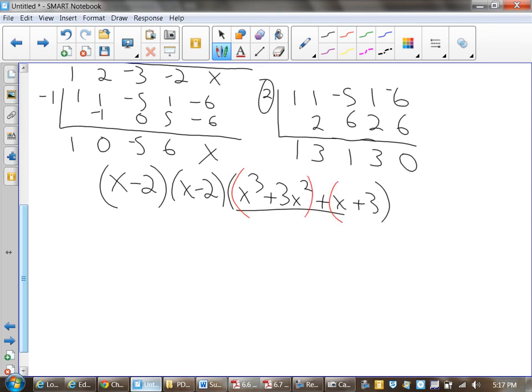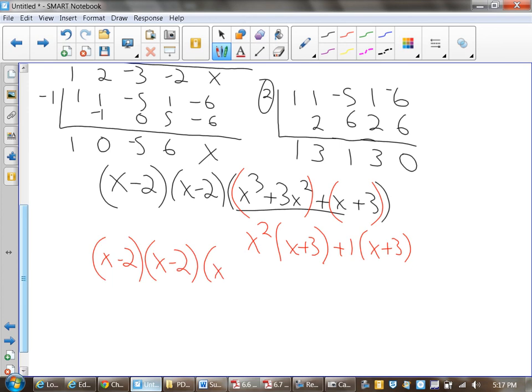Group them here, and then group them here. Take out the x squared, I have x plus 3. Take out a +1, and I have an x plus 3, which leaves me x minus 2, x minus 2, x squared plus 1, and x plus 3.